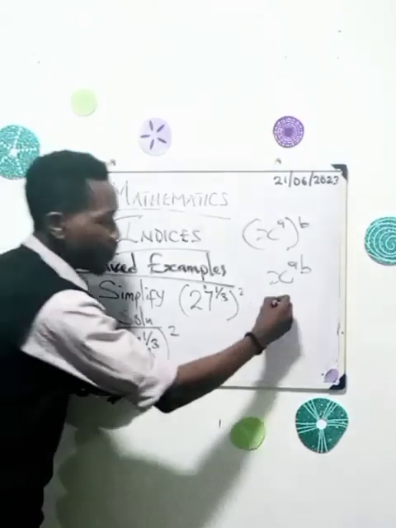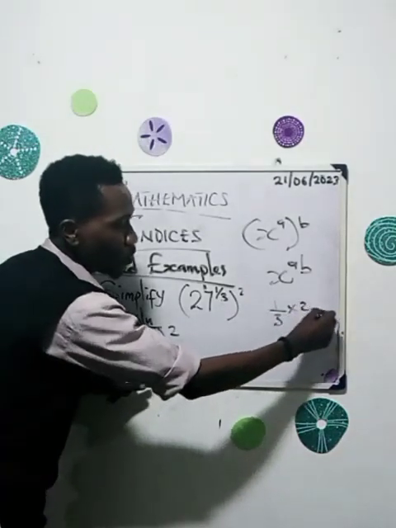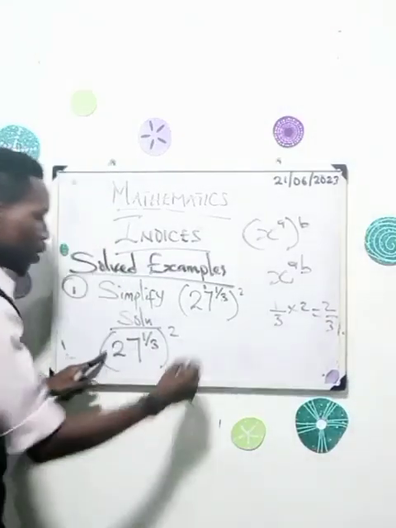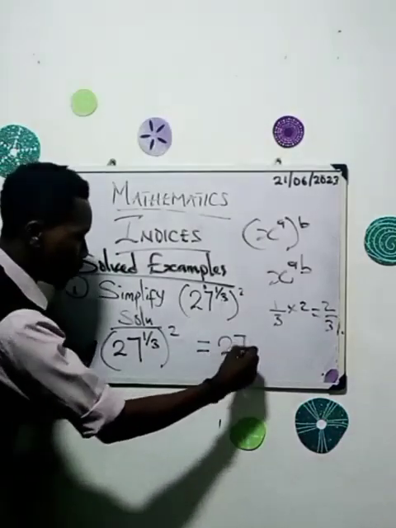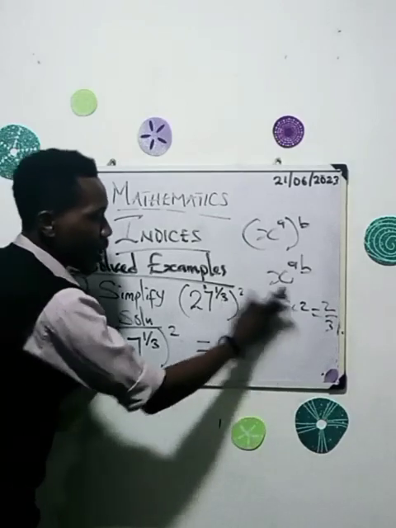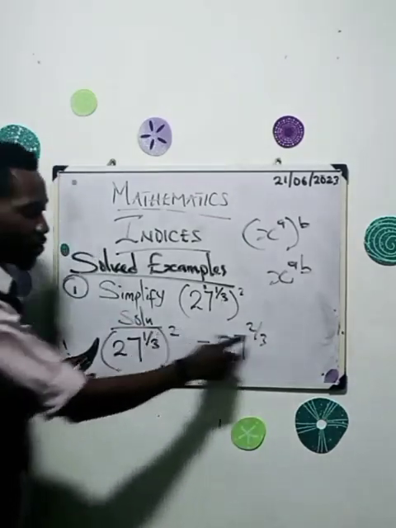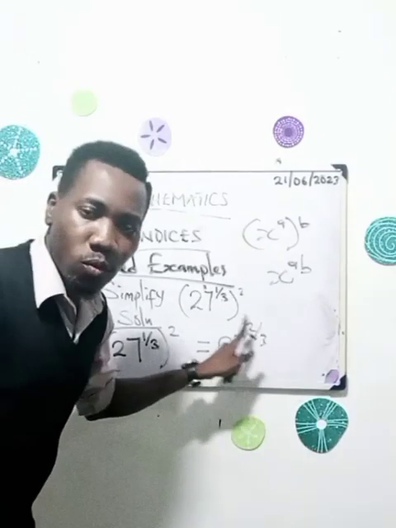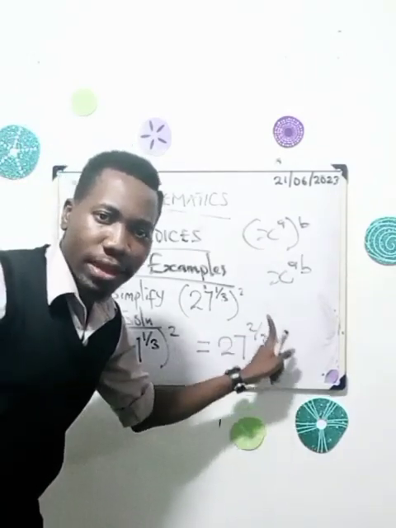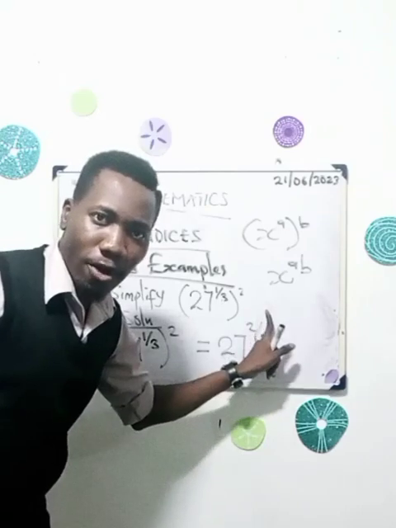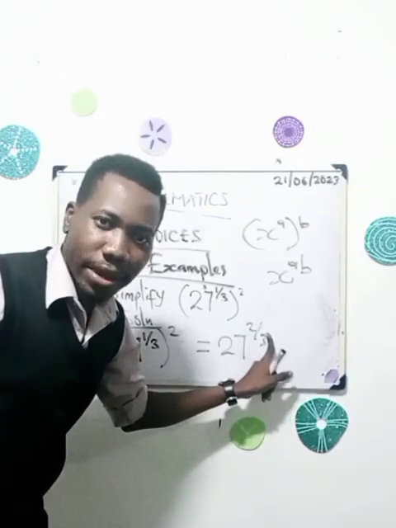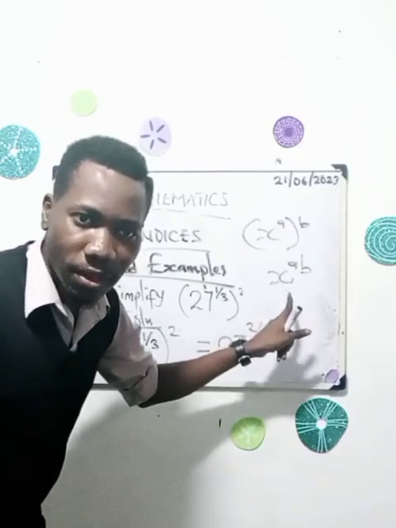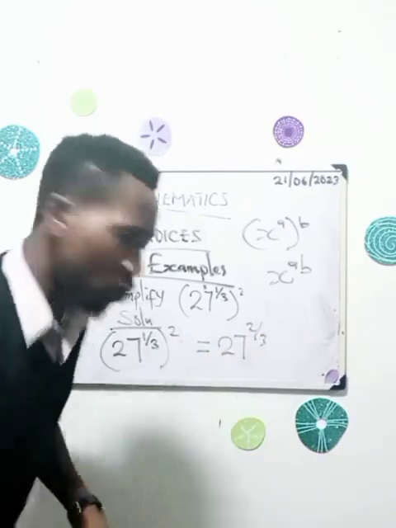So 1 over 3 times 2 will give us what? 1 times 2 all over 3. That's 2 over 3. So now this will give us 27 raised to the power of 2 over 3. This multiplied by this gave us the 2 over 3 here. So now what is the next thing? We simplify this one, knowing that when you have any number raised to the power of a fraction, the denominator becomes the root and the numerator becomes the power. Are we following?